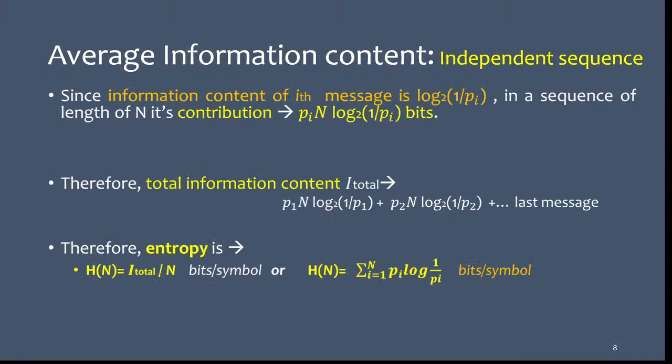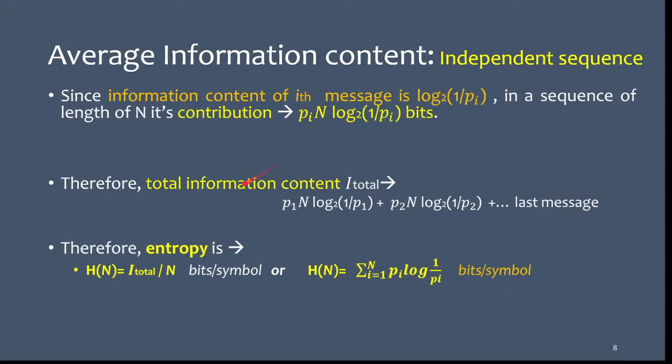Now, the average information content again for an independent source. Since the information content of the ith message is log 1 by probability, in a sequence of length n, its contribution is pi n log 1 by pi bits. So in general, pi log 1 by pi is the entropy contribution, multiplied by n. n is the total size of the message or total number of events.